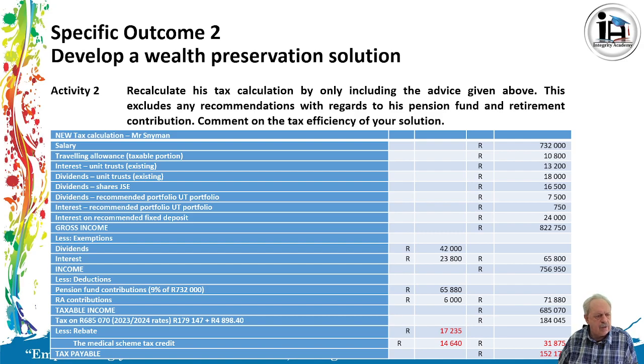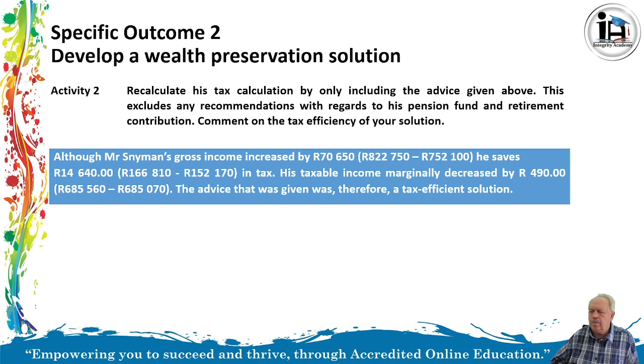If we calculate the tax on that, it's 179,147 according to scale, plus 489,840. That gives us 184,45. If we deduct the rebate, plus the new medical fund we've added for him, it allows him to deduct tax credits of 31,875. We see that the new calculation now brings his tax payable to 152,170. So that's a saving that we have now worked for him in tax, although we've used some of that saving towards investing in a medical fund and in other options.